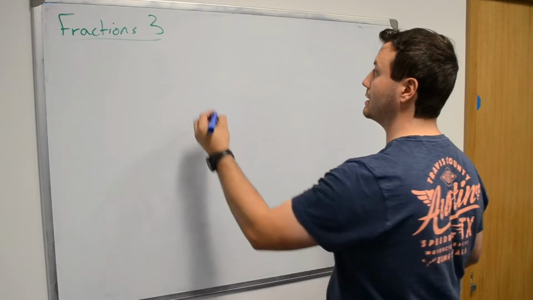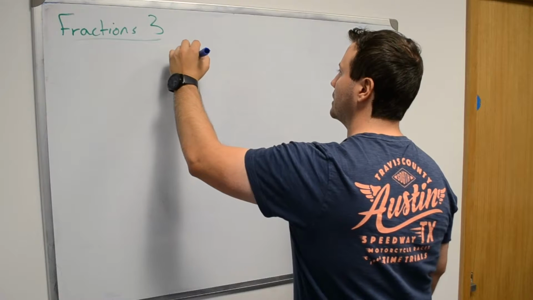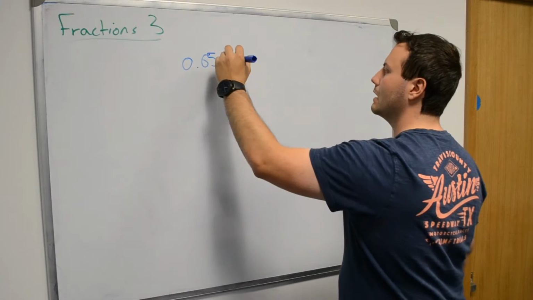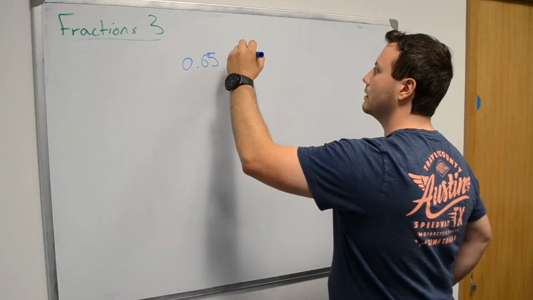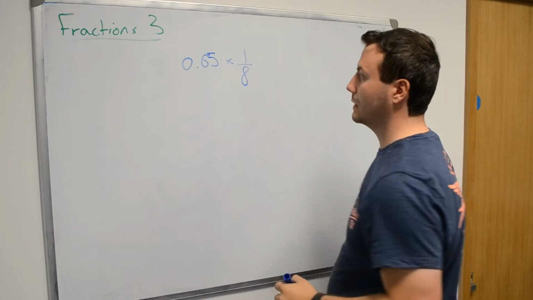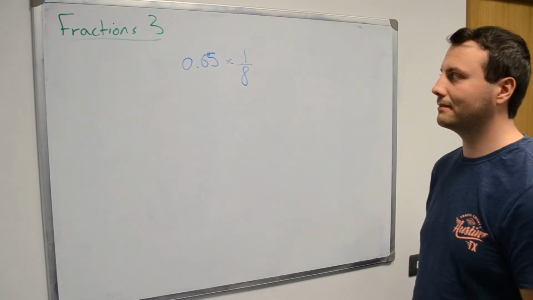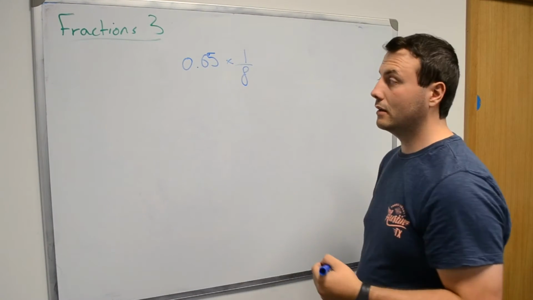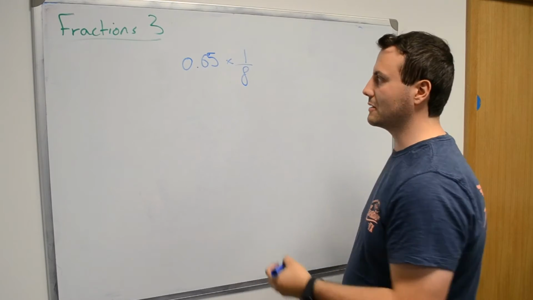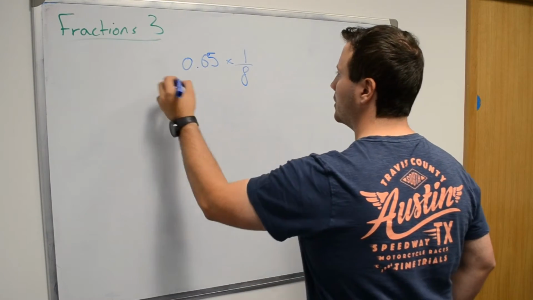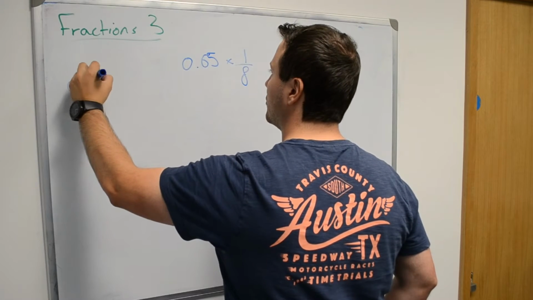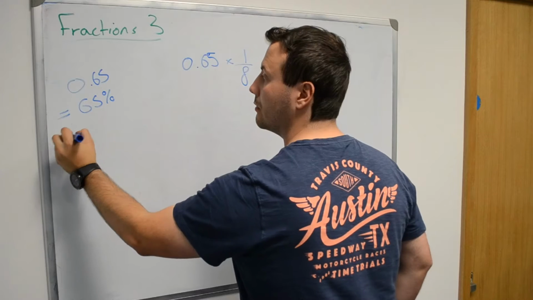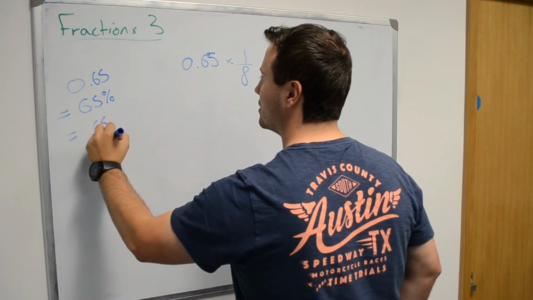Okay, and another one for you to practice. 0.65 times by 1/8. Pause the video and give this one a try. Okay, let's see if we get the same answer. So 0.65, that needs to become a fraction first. So over here, let's work it out. 0.65 is the same as 65%, which is 65 over 100.